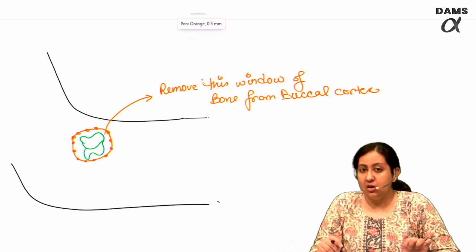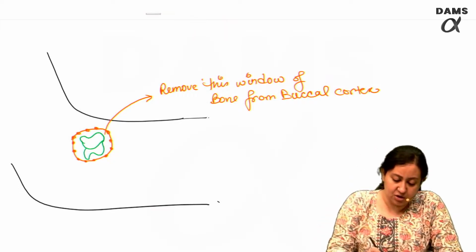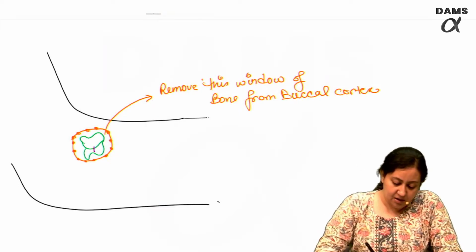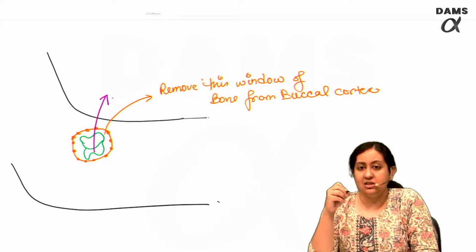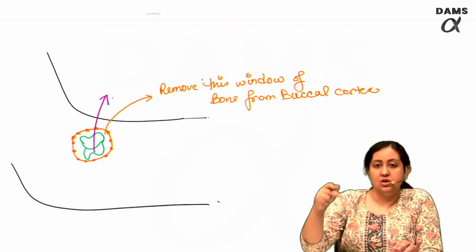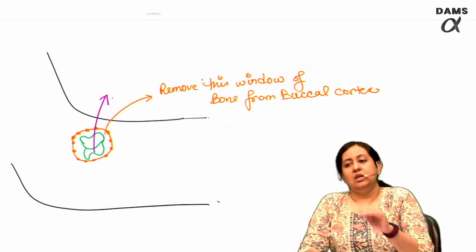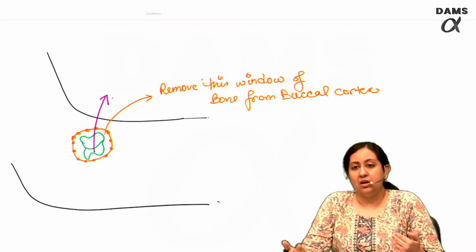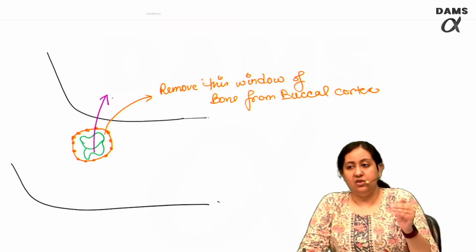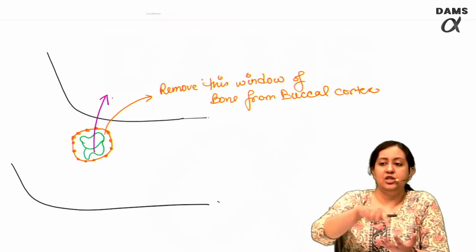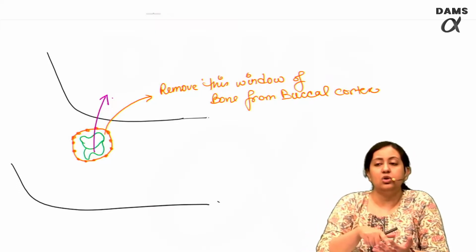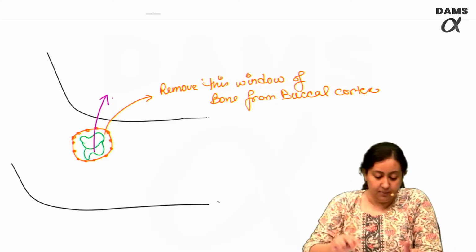Once you have created a window in the buccal cortex, you can take your instrument and engage the tooth through this window and just lift it out from the socket. Obviously you will give an incision occlusally. Once you have reflected the soft tissue flap, you will create a buccal window and lift the tooth out of the socket. So this counteracts the issue of wobbling or rotating of the tooth inside the extraction socket.